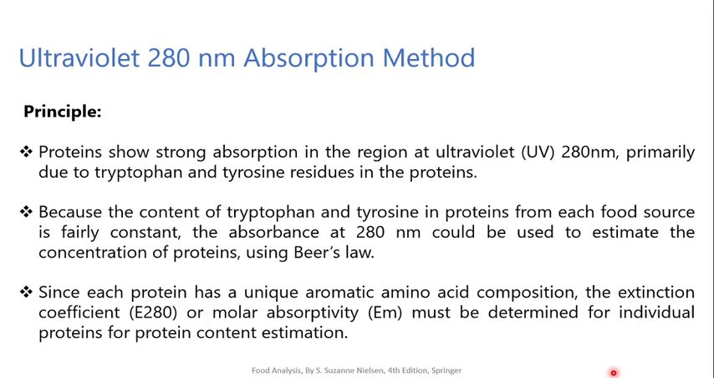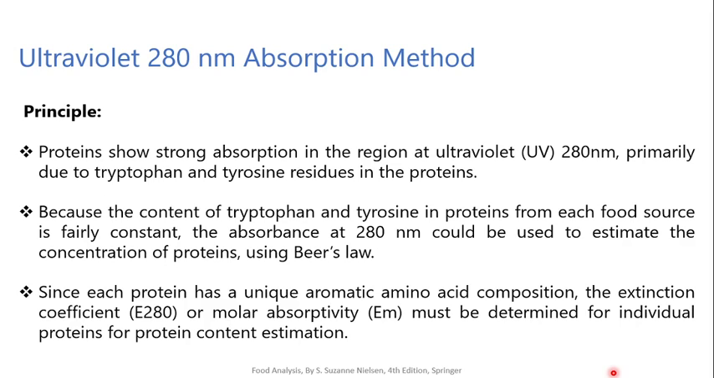Now the next method is UV, that is the ultraviolet 280 nanometer absorption method. So look at what happened here. We have to measure the absorbance with respect to that particular wavelength, by which we have to find out the concentration. Generally, protein shows a strong absorption in the ultraviolet region at 280 nanometers.